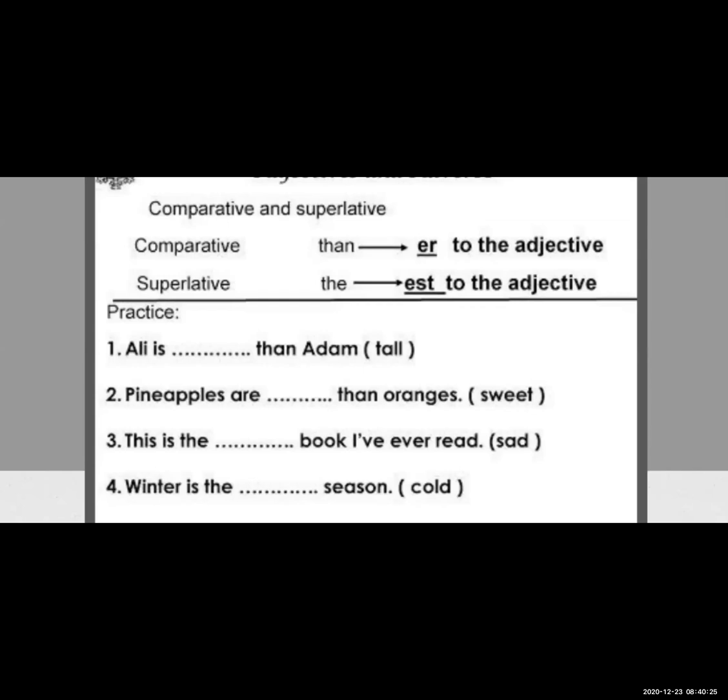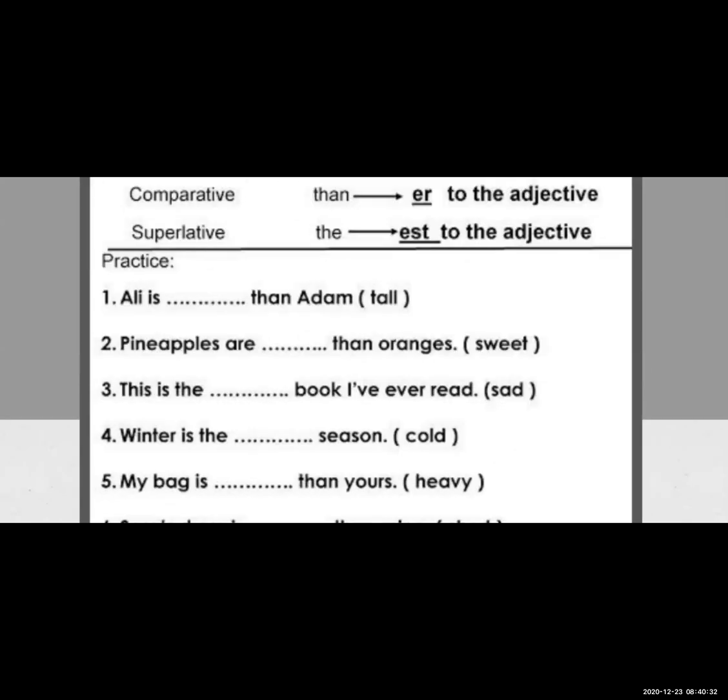The third example: this is the dash book I have ever read. In the bracket they have shown you the adjective. Which is that adjective? "Sad." That means that book is very sad, among all I have ever come across or have ever read. मतलब कि ऐसे होता है ना कि मैंने जितने भी बुक्स पढ़े हैं उसमें से ये बहुत ही सैड है. So like that only, this is the dash book I have ever read.